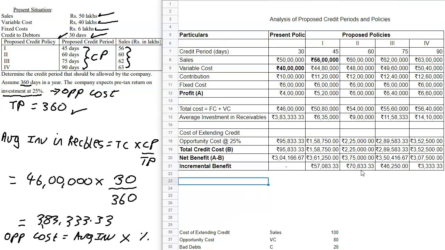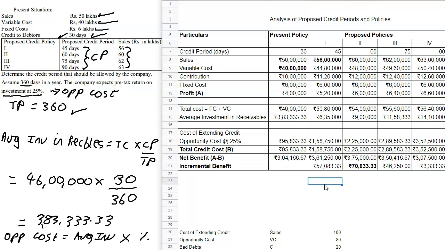Now we've got 70,833.33, which is the highest. In case all of these were negative, then you would say better to stick with the original policy. But because we have positives for all of them, we have to take the highest. Again, you get marks for this. You have to recommend. Therefore, management is advised to accept proposed policy 2 with a credit period of 60 days.